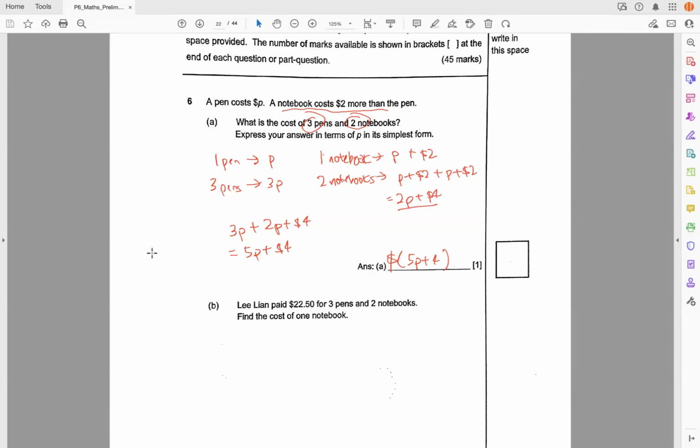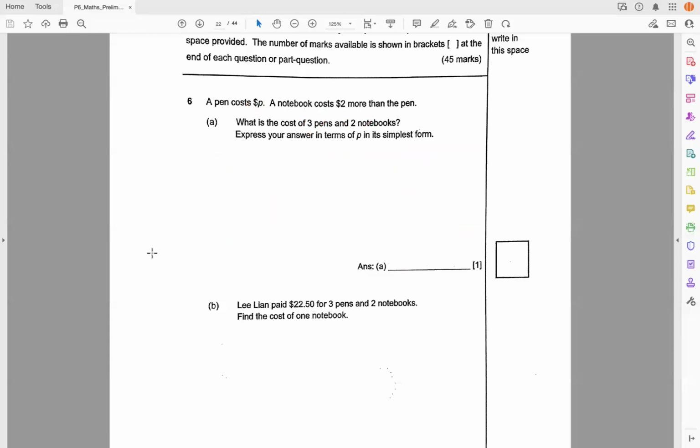Actually, to be pretty safe, I do this. Okay. I put my dollar sign here, because it says here P dollar. So just be super safe. Okay. So put a dollar. You can put the whole thing in brackets with a dollar sign in front, like $(5P + 4). Alternatively, if we do this, it is good as well. Okay. Let's go on to question number 6B. Can we clear this? Any question?